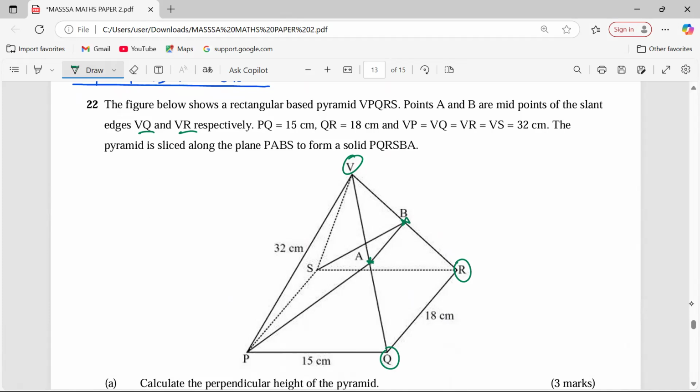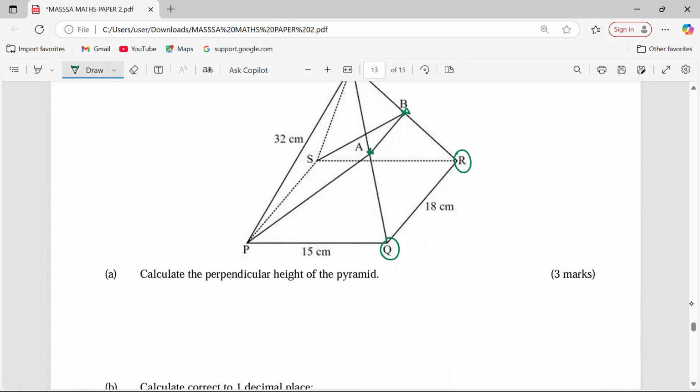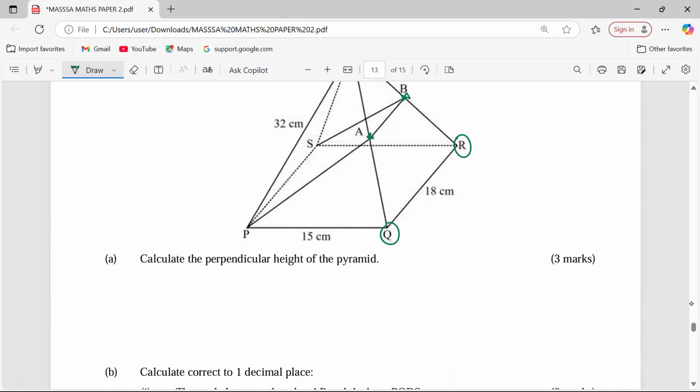The pyramid is sliced along the plane PABS, as you can see, such that we have a plane there, PABS, whereby AB is the midpoint, to form a solid, which is PQRS, BA. Calculate the perpendicular height of this pyramid first.